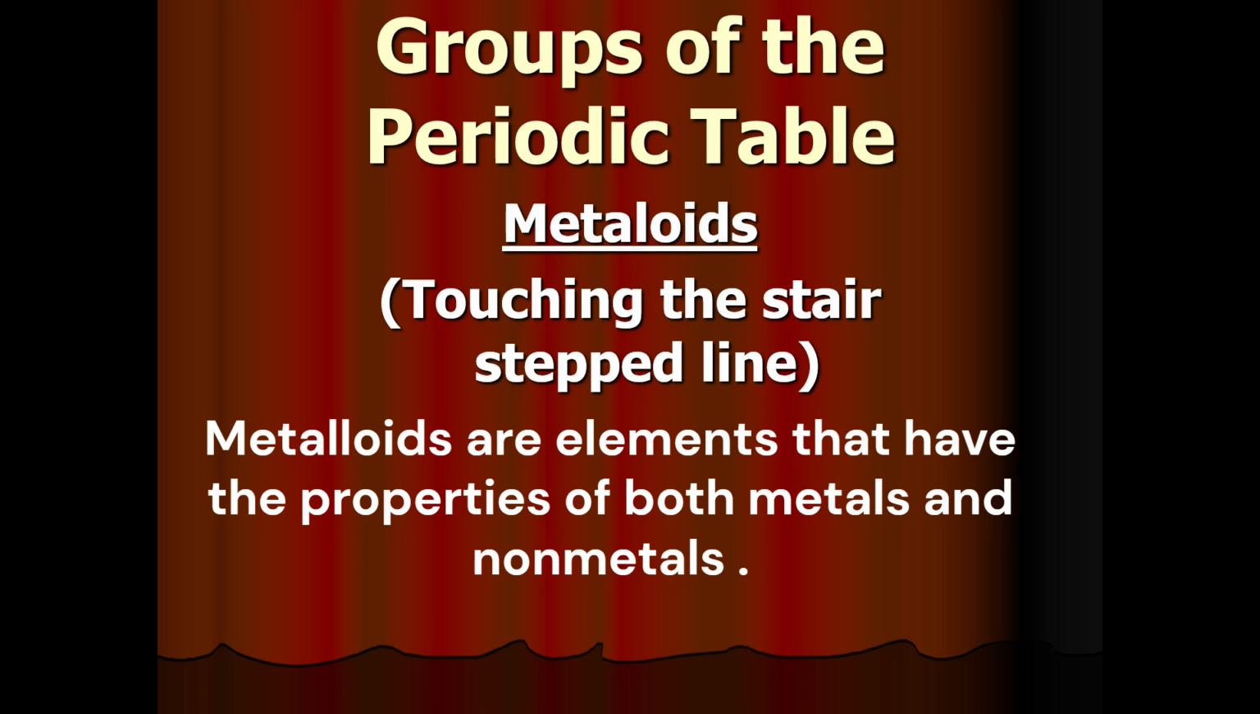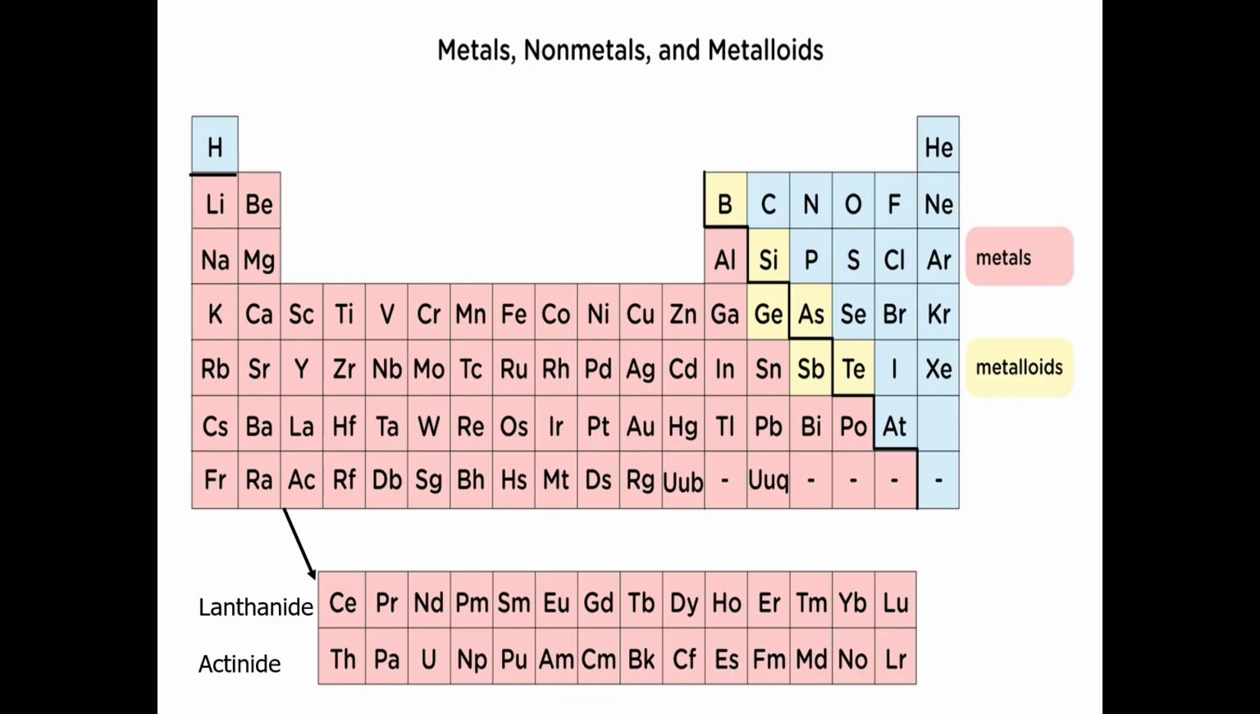The next group is the metalloids. The metalloids are elements that have the properties of both metals and nonmetals. On this periodic table, we have highlighted in yellow all the elements that are metalloids. Notice that all the metalloids touch the heavy black stair-stepped line.